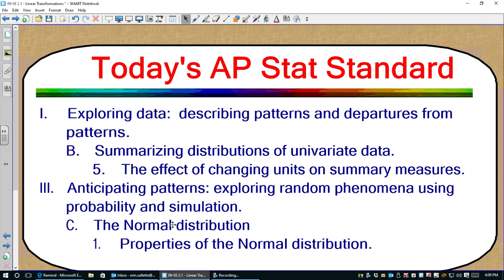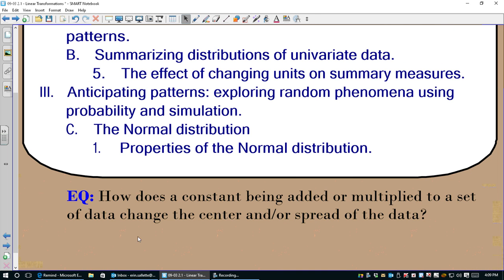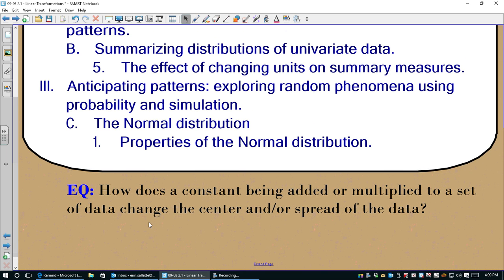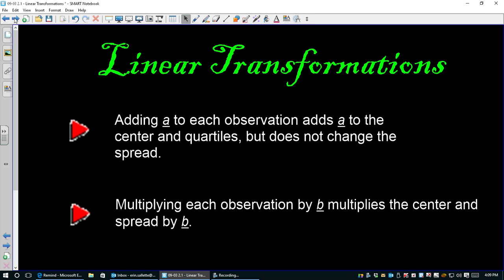Anticipating patterns, we're going to start talking about properties of the normal distribution, and in order to get there, we're going to talk about density curves. So today, how does a constant being added or multiplied to a set of data change the center or spread of the data? So we will find that out in just a minute.